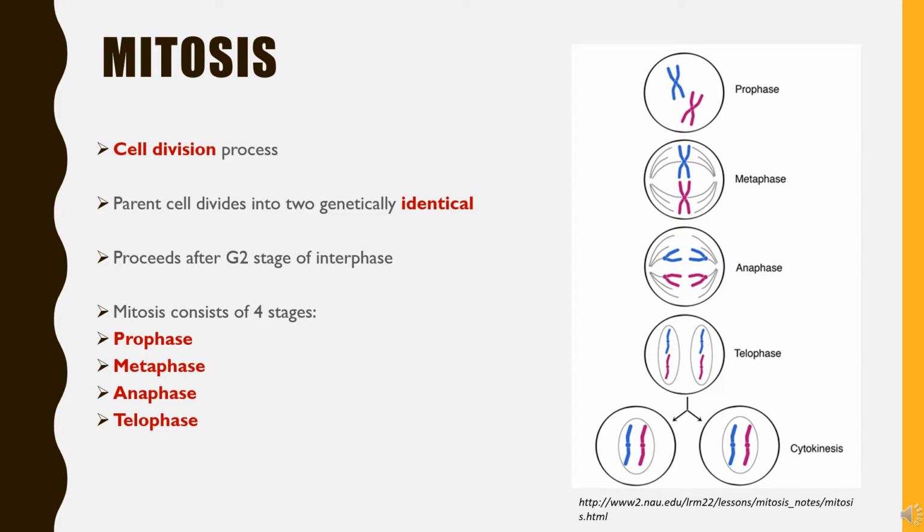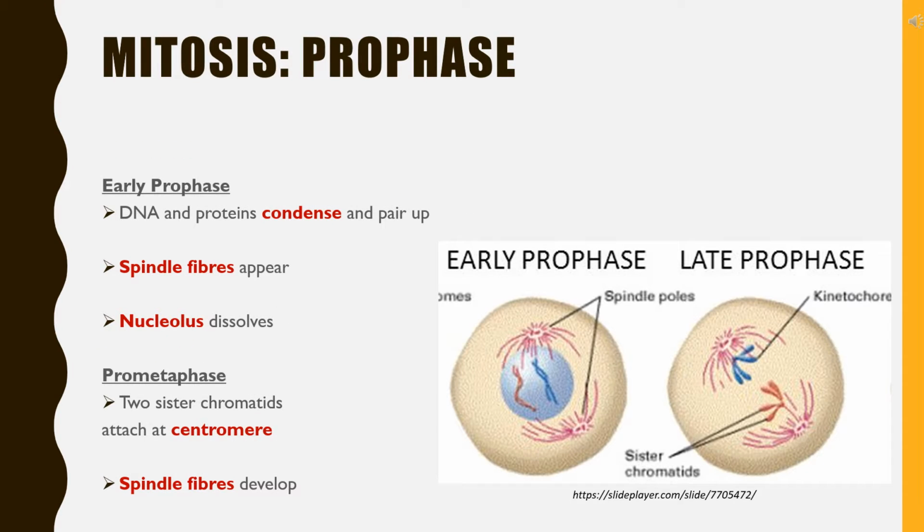Mitosis is the stage in which nuclear division occurs. It takes place after the interphase period. In prophase, the first stage in cell division, DNA and proteins condense.